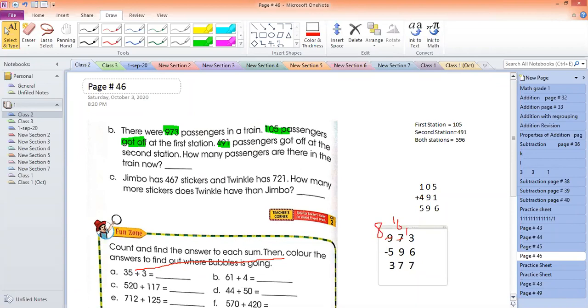The answer is 377. When you minus 596 from 973, you will get the answer that is 377. So you will write 377 in the answer.